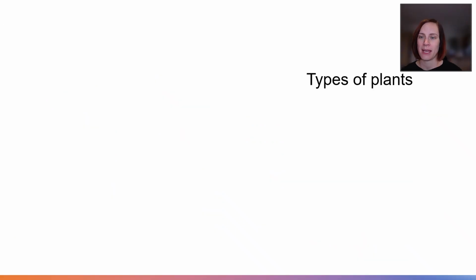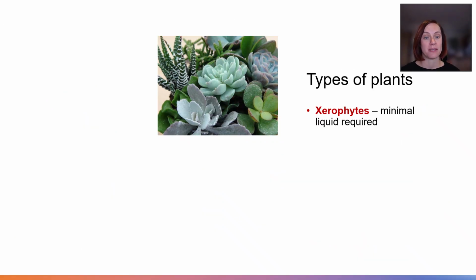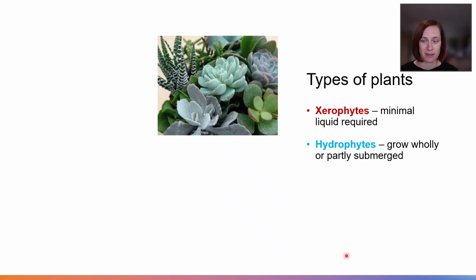Plants can be grouped according to the environments in which they grow, and that's how we're going to refer to them later on, and they have lots of different adaptations depending on where they are. So xerophytes have lots of adaptations because they're surviving in places where there is little liquid water available. So we're talking succulents and cacti.